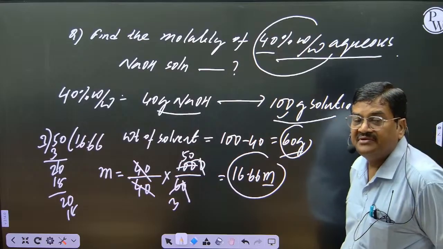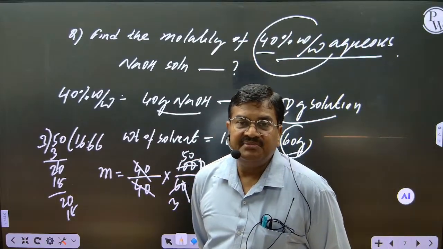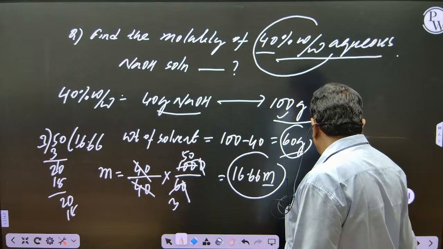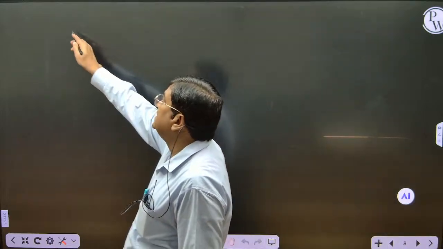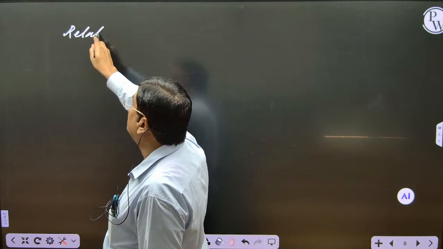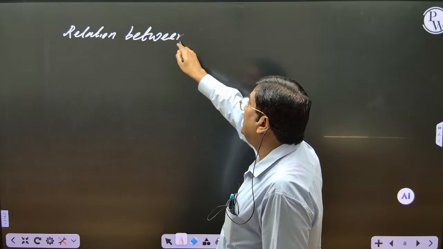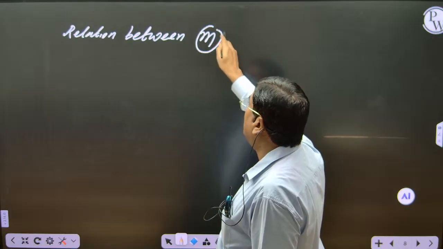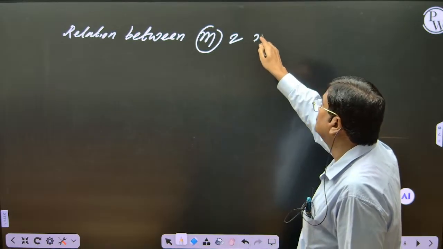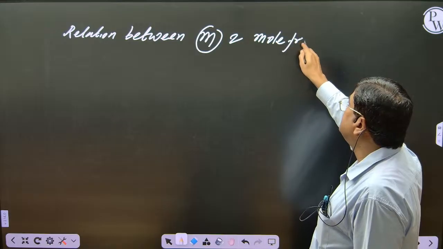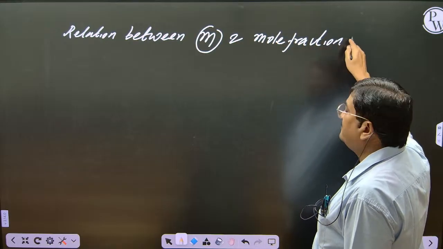Understood, students, all of you? Now write the next heading: relation between molality and mole fraction of solute. It is important from the exam point of view. Molality is shown with what? Small m. Relation between molality and mole fraction of solute.